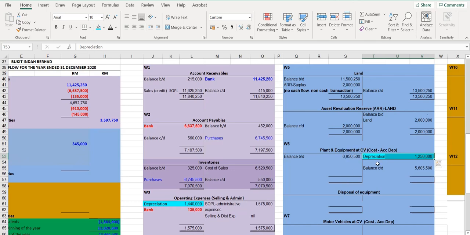However, if you have an account called accumulated depreciation separately, you would need to incorporate the depreciation into the accumulated depreciation account. But here you include it in the plant and equipment. So after you have done that, earlier on we know that there was a disposal, right?